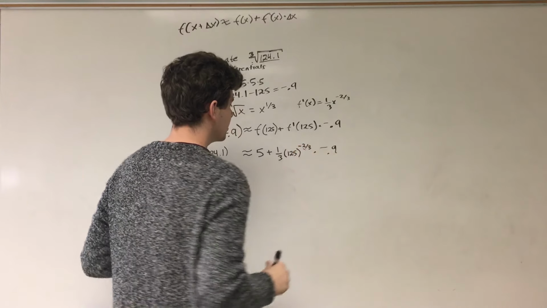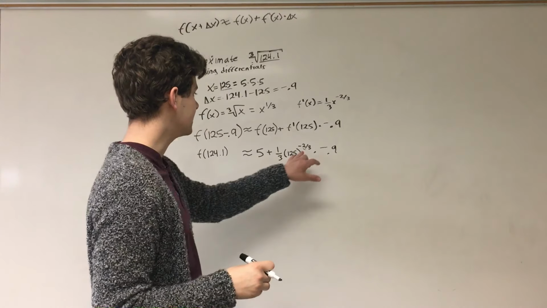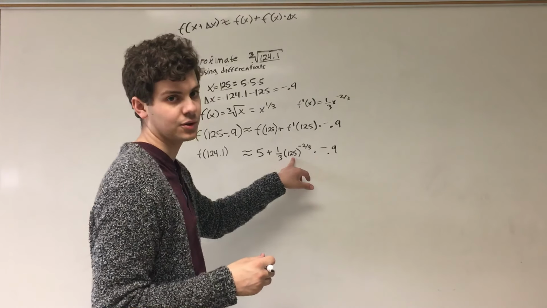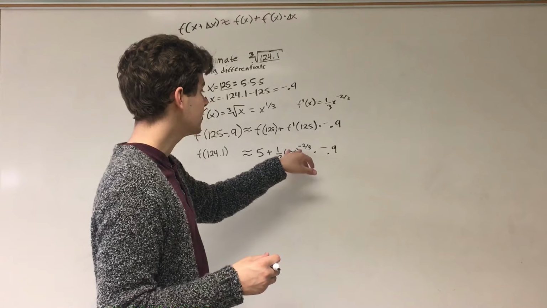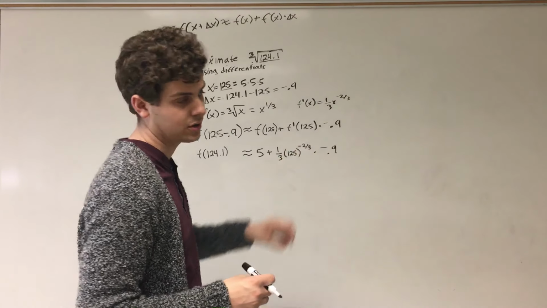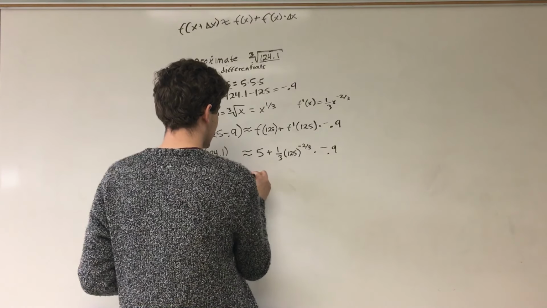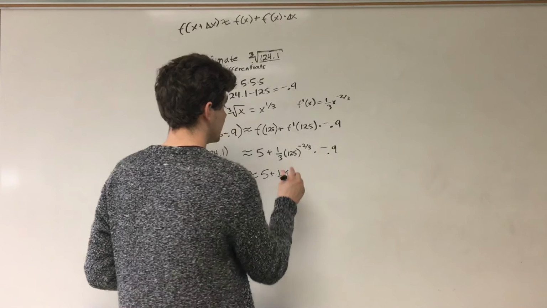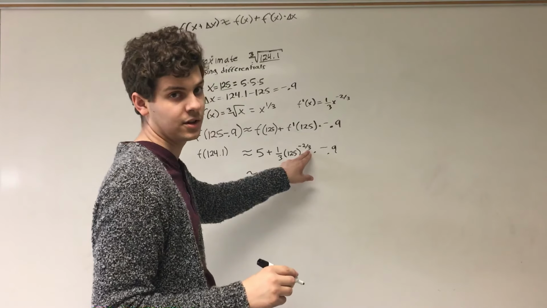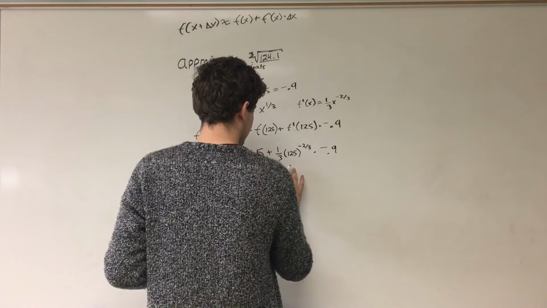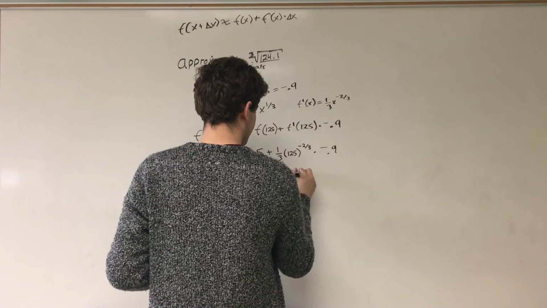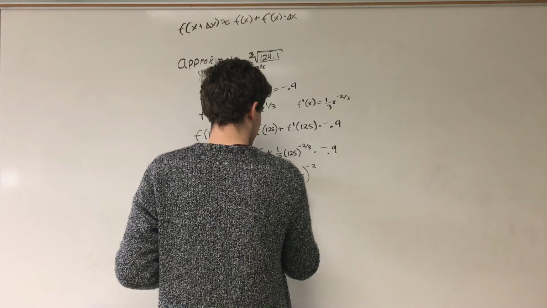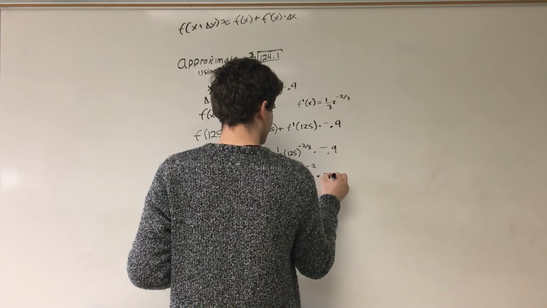And so if we take a look at this, using our properties of exponents, we can see that this negative 2/3 power is going to take the cubed root of 125, square that using this 2, and then take the reciprocal of that. So we're going to have about equal to 5 plus 1/3 times the cube root of 125 to the negative 2 power, and then times negative 0.9.